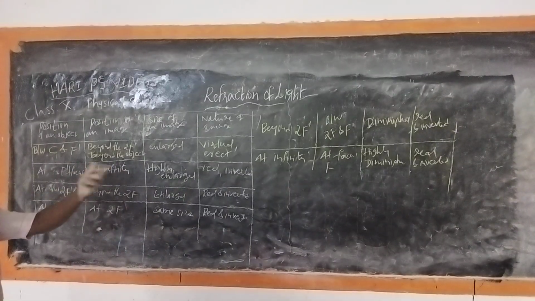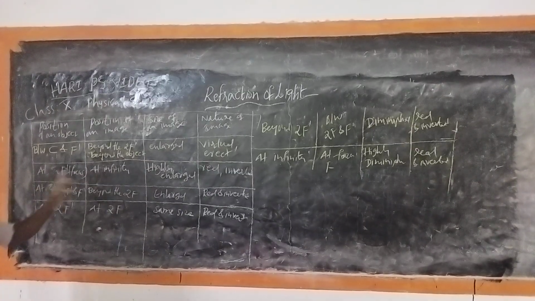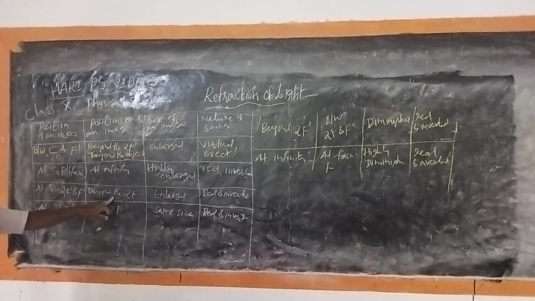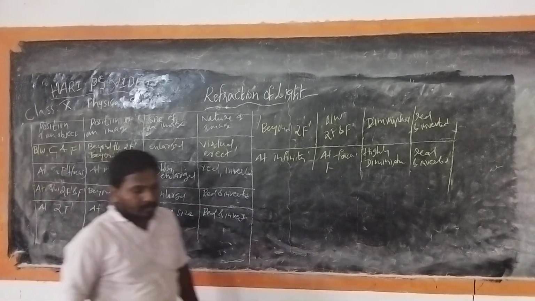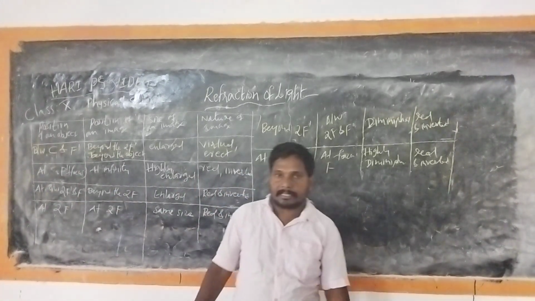So keep in mind. It is the same in the case of a concave mirror. Between pole and focus, a virtual image. At the focus, the image is formed at infinity. Between the center of curvature and the focus, the image is formed behind the center of curvature. So similar property. Then uses of convex lens.